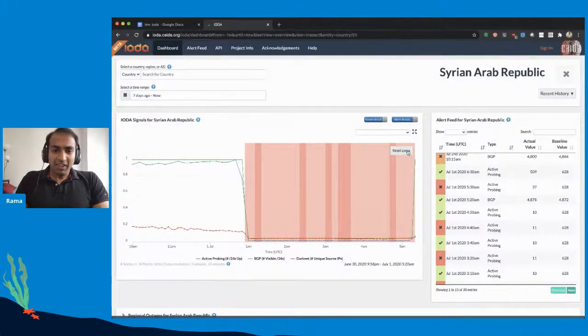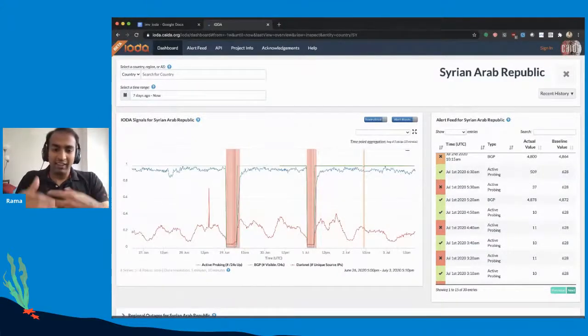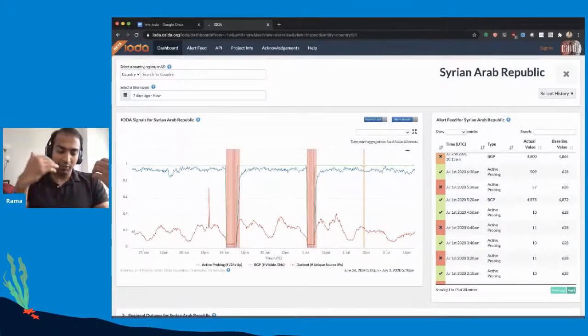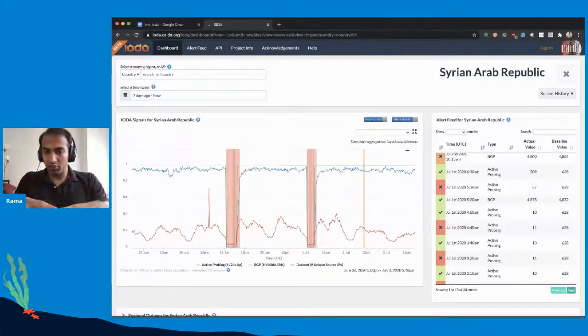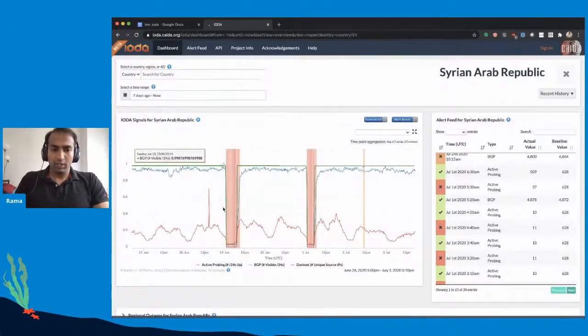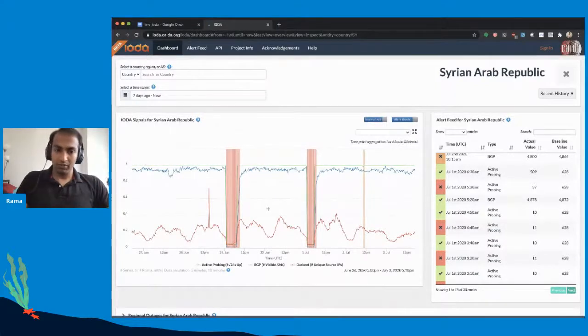Now, Syria has had a history. There have been documented instances where the Syrian government has been known to shut down the internet every year during school exam times to prevent cheating. And we saw a particular timing pattern that appeared in these two outages. What we can do now is look at a similar time period last year to see if this timing pattern was observed in outages from last year as well.